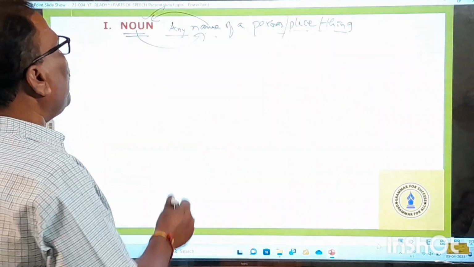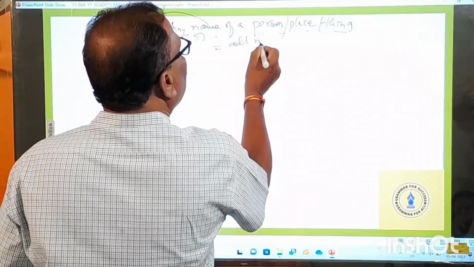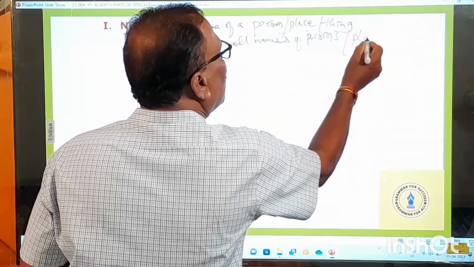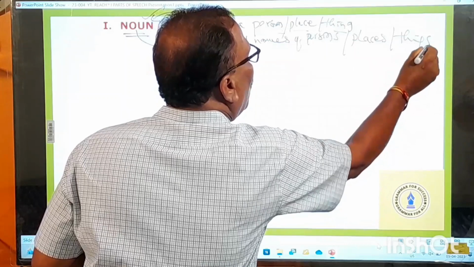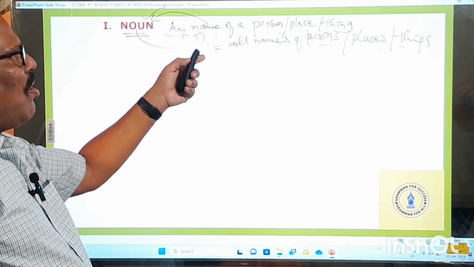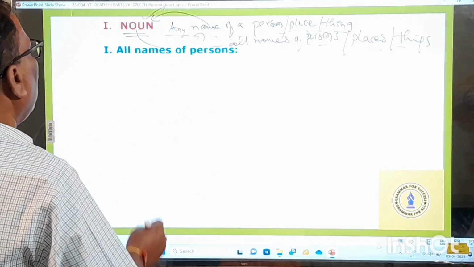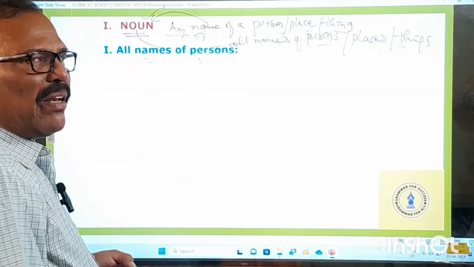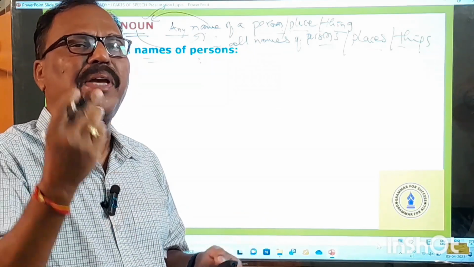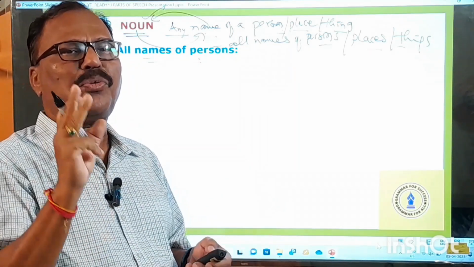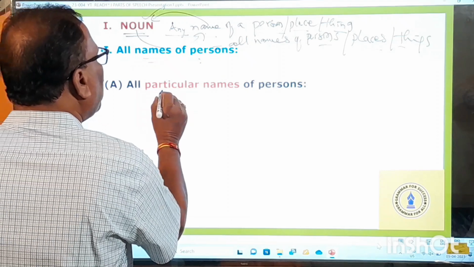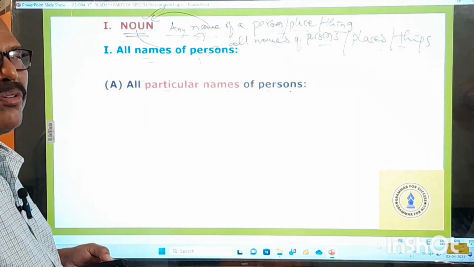So in that way we can say all names of persons, all names of places, all names of things are nouns, that's plural. Any name of a person or all names of persons, that is the plural. You know very well persons have 2 kinds of names. Some names are given by parents, and some are common names. These 2 kinds of names you can find for persons. And here, all particular names of persons.